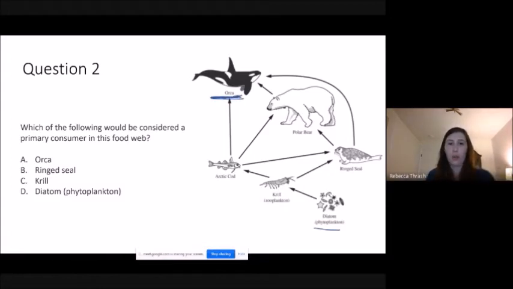If we're looking for the producer level, we're going to start here at phytoplankton, but we need to know the primary consumer. And remember, primary consumers are those that feed directly on phytoplankton. So in this case, that is going to be the krill here. You can see that this arrow indicates the energy is flowing from diatoms to krill.